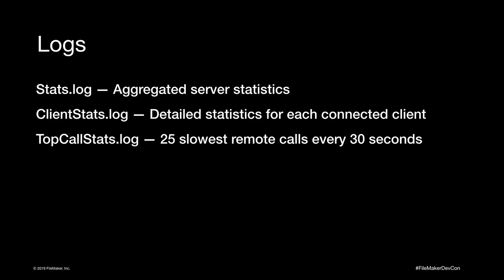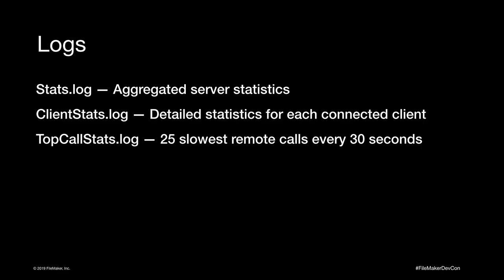The client stats log is disabled when you start up FileMaker Server. So it's always turned off when you start up FileMaker Server. But when you enable it, it will write an entry to the log for every user who is connected during that 30-second interval. And you'll get lots of statistics about that specific client and their experience connected to the server during that 30-second period.